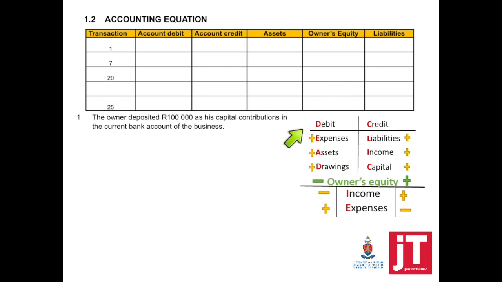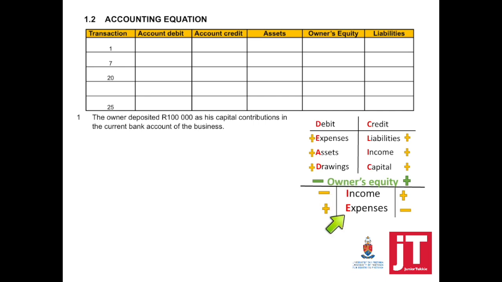Date, click. D for debit: E for expenses, A for assets, D for drawings. C for credit: L for liabilities, I for income, C for capital. And then you should know that all these expenses, assets, and drawings will always increase on the debit side, which means if it is credited, it will minus. And if I look at liabilities, income, capital, it will always increase on the credit side. That means if my liability is debited, it will be minus. If my income is debited, minus. If capital is debited, minus.